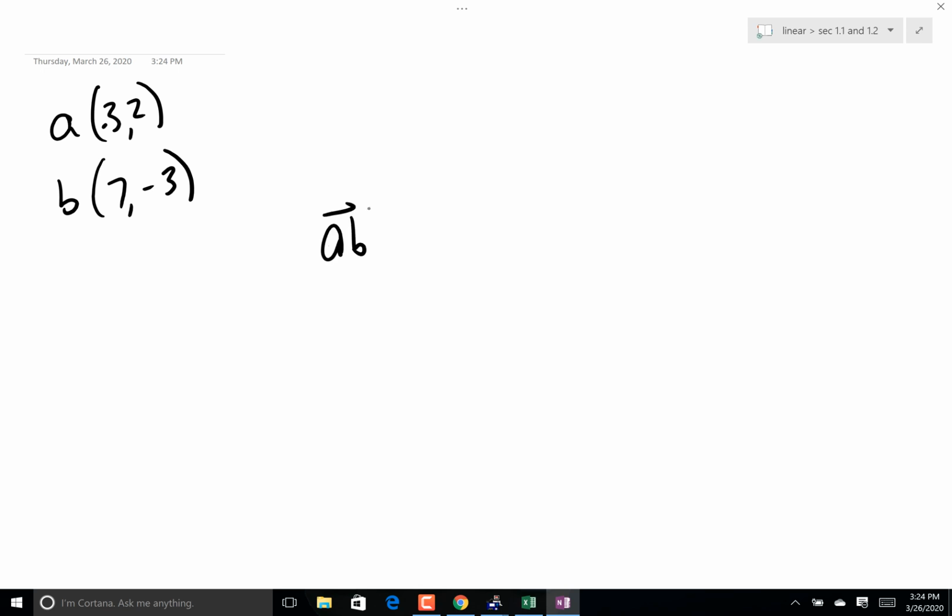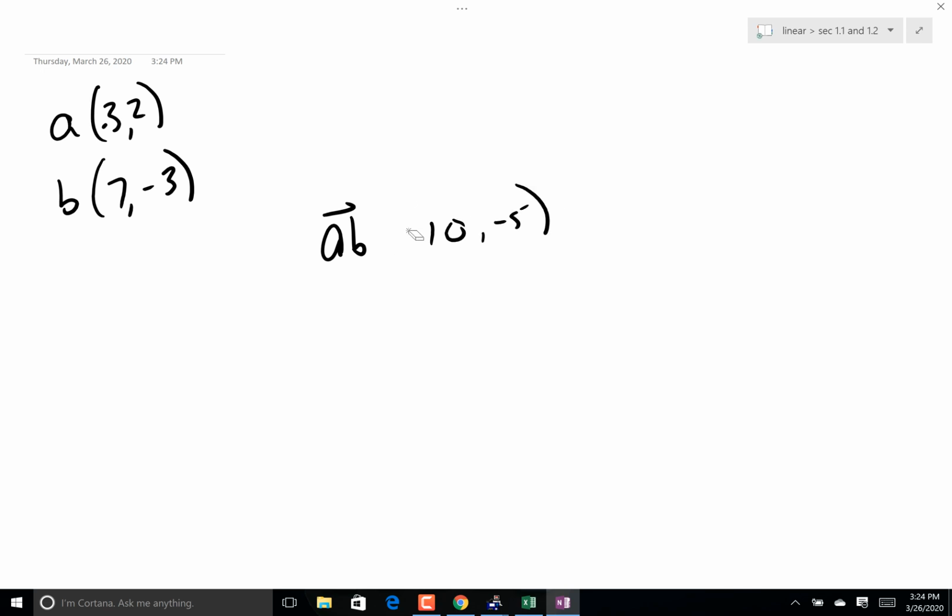3 comma 6. If this is the point A, and this is the point B, then the vector AB, that is you start at A and you go to B, is going to be 10. How do I do that? Because I took 7 minus negative 3, which is 10. Negative 3 minus negative 2 is negative 5.